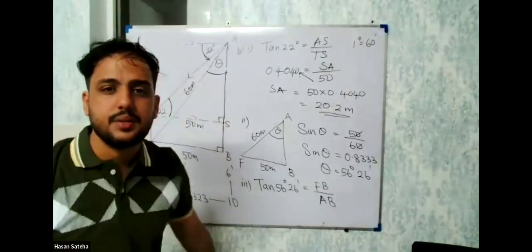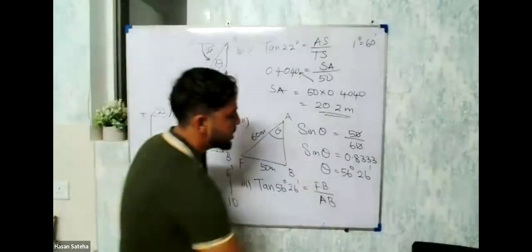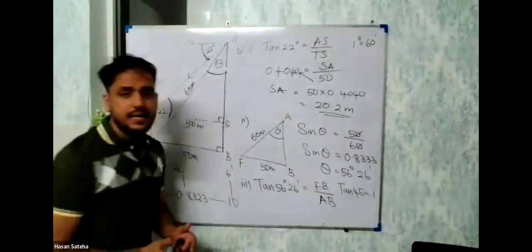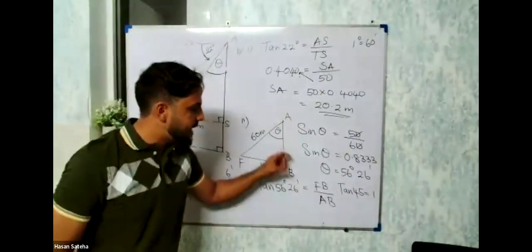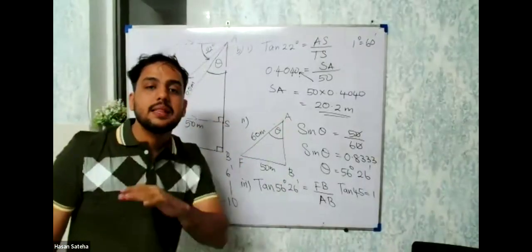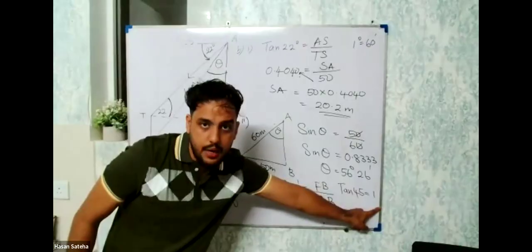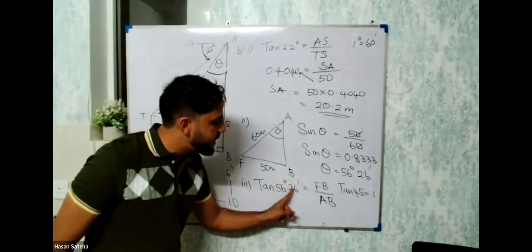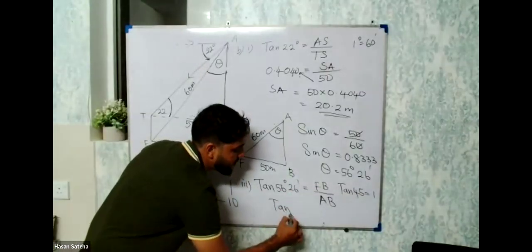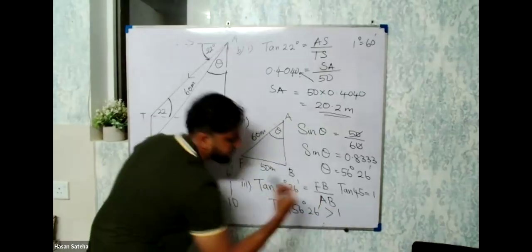Now here you have to know one point: tan 45 is equal to 1, right? Tan 45 means when the opposite side and the adjacent side are equal. So when opposite and adjacent are equal, that is tan 45, and tan 45 is equal to 1. So then tan 56 degrees and 26 minutes, what can you say? Definitely tan 56 degrees 26 minutes is greater than 1.